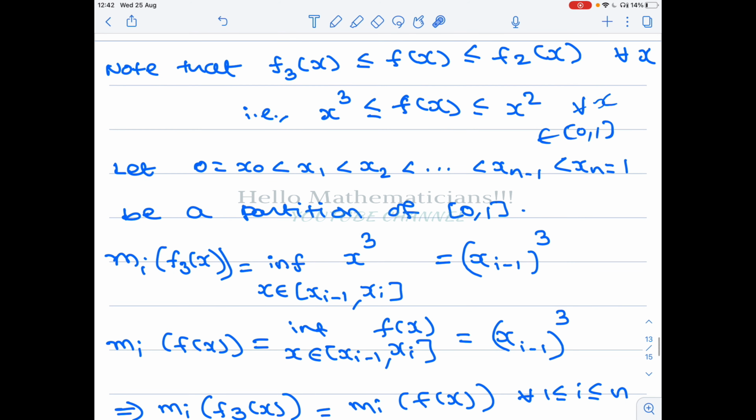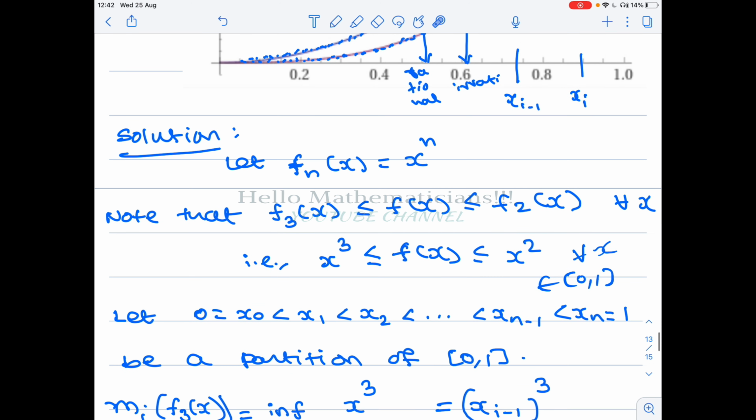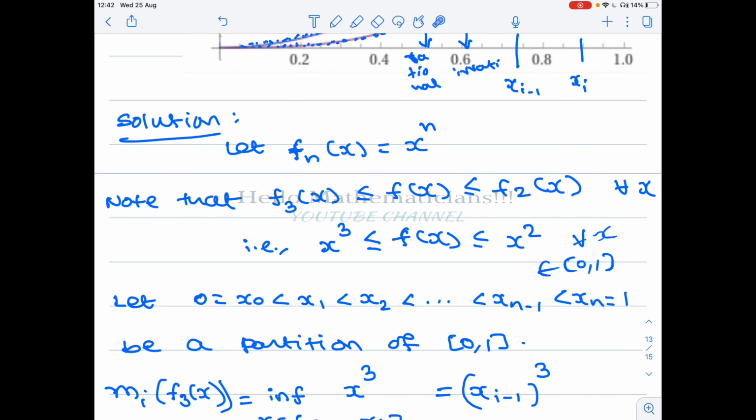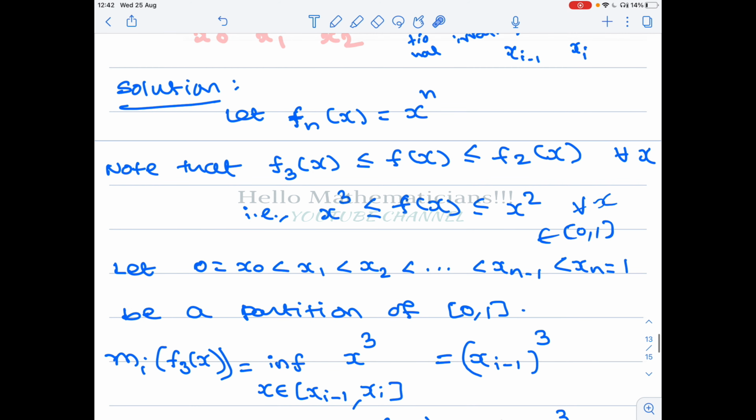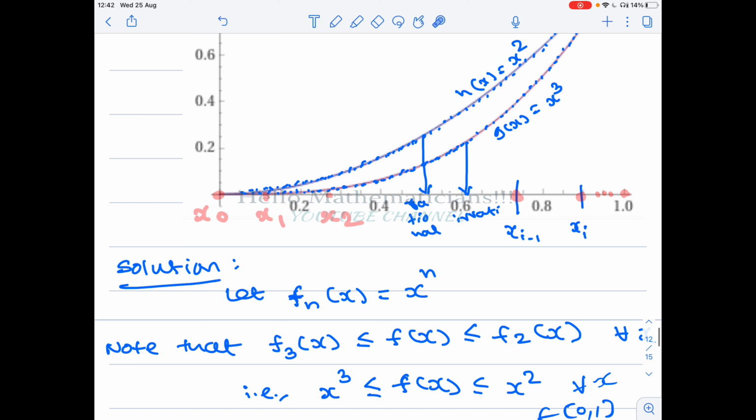So we have split 0 to 1 into various parts. Say this is x0, this is x1, this is x2, then this is x_{i-1}, this is x_i, then a lot of other parts, and finally we have x_n equal to 1. Basically this is how we define the partition. This is x0 to x1, this is x1 to x2, this is x2 to x3, this is x3 to x4, and finally this is x_{i-1} to x_i, somewhere here.